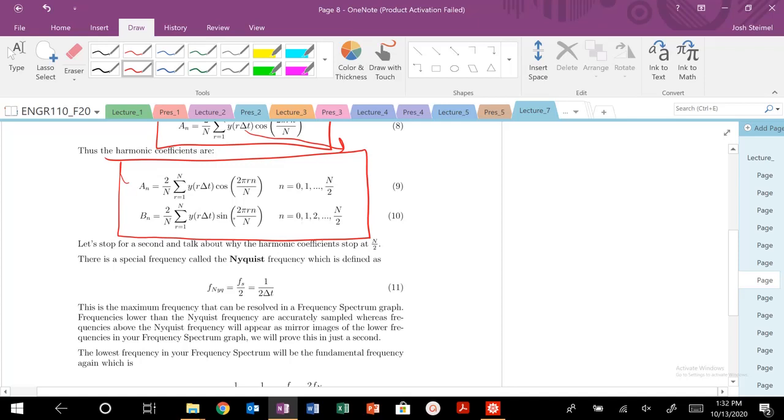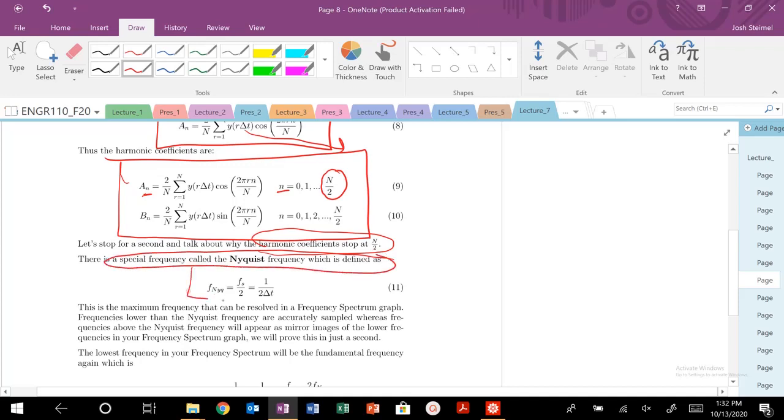Now, I want to stop right here and look at the limits. Why are we stopping at this n? Why are we stopping at harmonic coefficients n from 0 to n over 2? Why do those harmonic coefficients stop there? Why don't we go to n? Well, it has to do with a really, really important frequency called the Nyquist frequency.